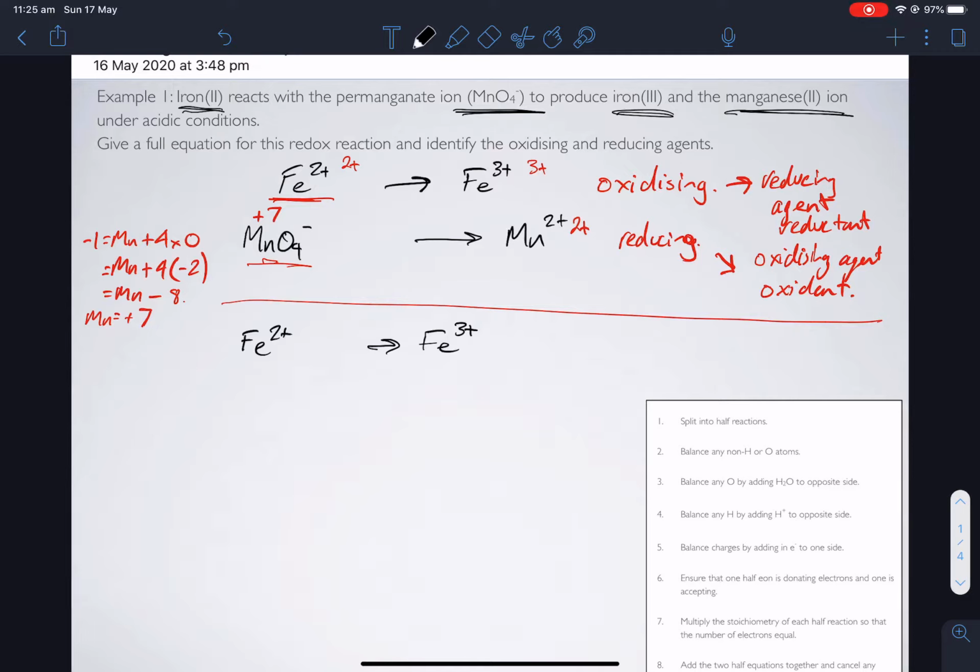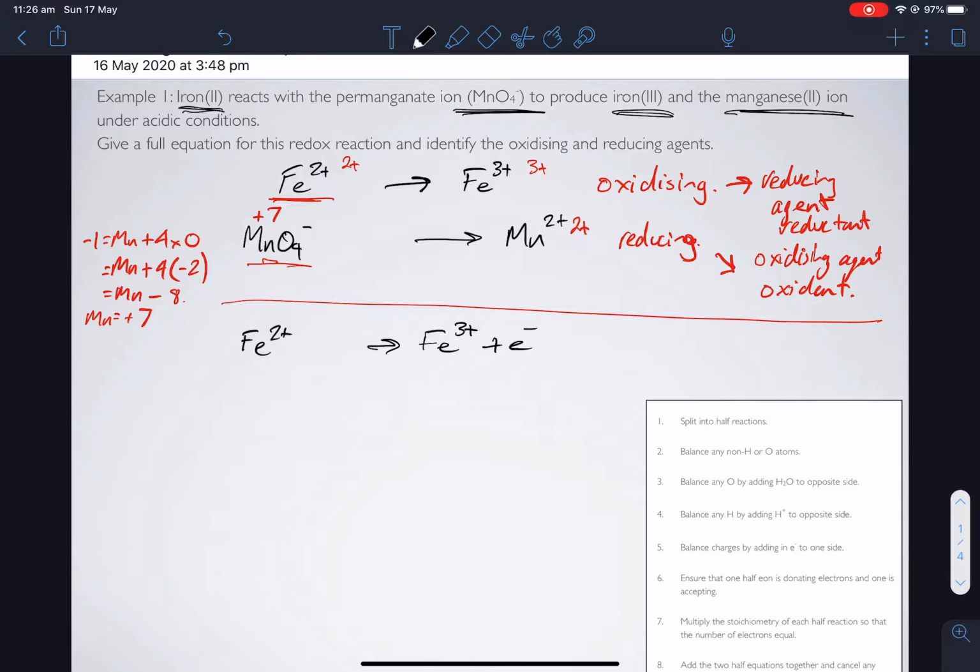Balance any charges by adding electrons to one side. Okay, we've got different charges. We've got 2 on the left, 3 on the right. And we need to add in enough electrons so that the charge is equal. Now, electrons are negatively charged, so you want to find the smallest one, which is the 2 plus. So on the opposite side, we need to make that 2 plus. So it's 3 plus, so we need 1 electron to bring it back down to 2 plus. Okay, that's balanced that half reaction.